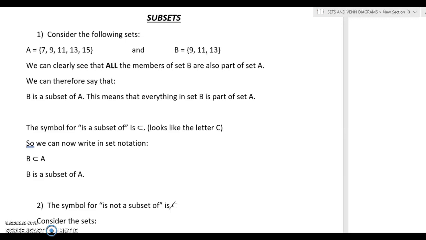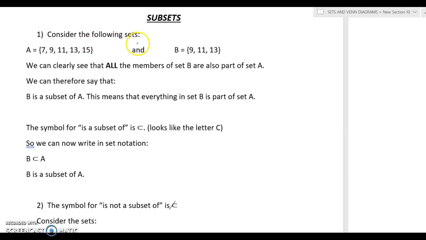Hi everyone, in this video we'll be doing subsets. So first of all, you really need to know what is a subset, right? We know what is a set and we learned about different types of sets: equivalent sets, equal sets, finite sets, infinite sets, null or empty sets. Now we're looking at subsets. So let's look at this example here.